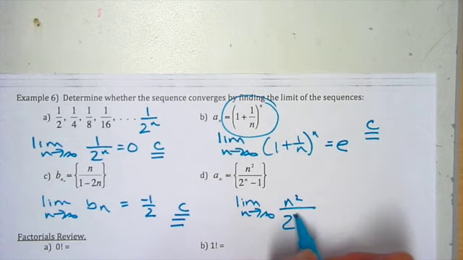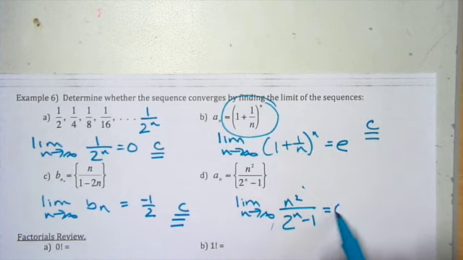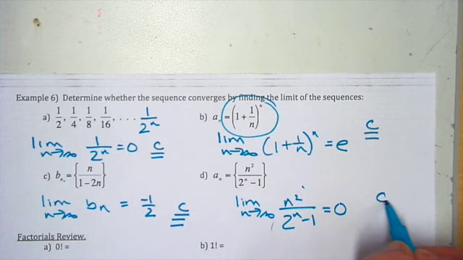Last one, this limit. Okay, you can do L'Hopital's rule multiple times, but you have a polynomial on the top, you have an exponential on the bottom. In the long run, the exponential will always grow faster. So the bottom will outpace the top, so this limit in the long run is 0, so this also converges.